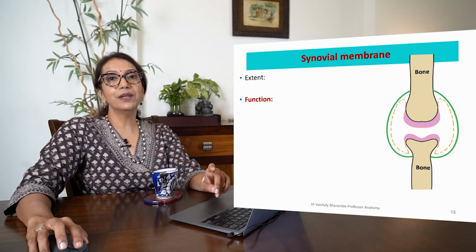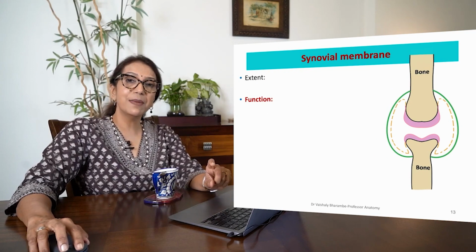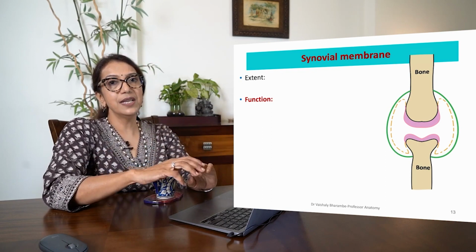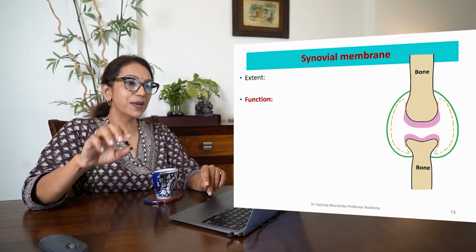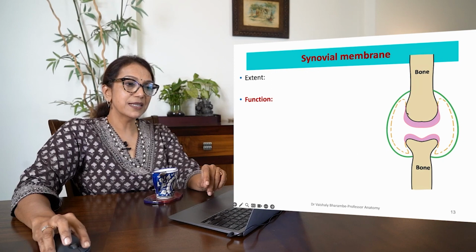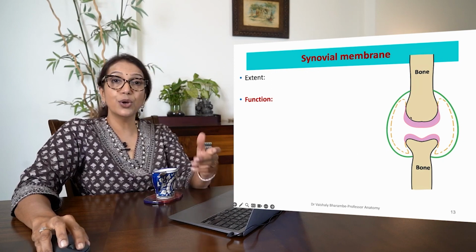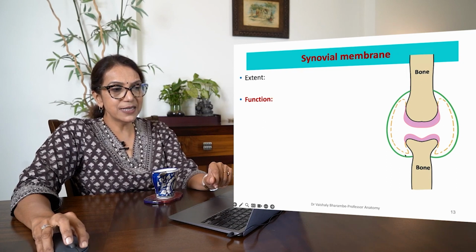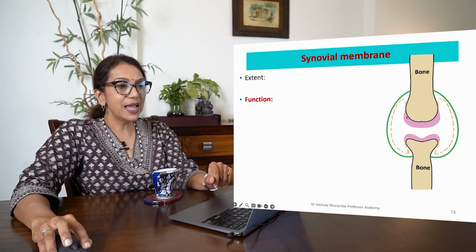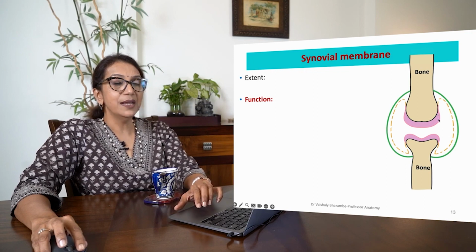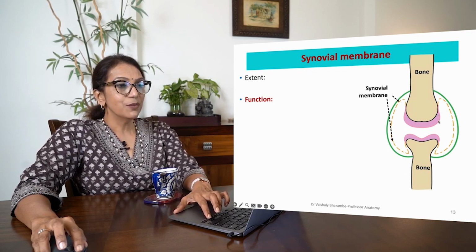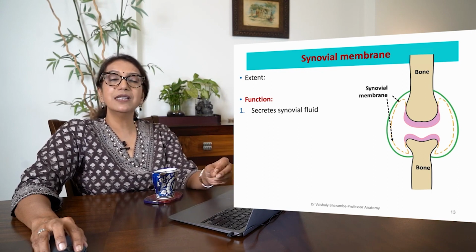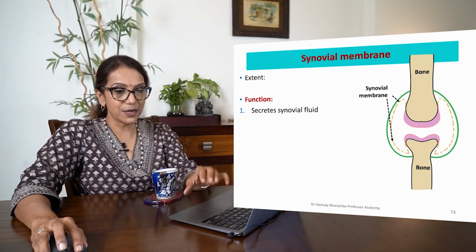Let's now talk about the membrane that lines my joint cavity. All surfaces of a joint cavity are lined by synovial membrane except the area that is covered by articular cartilage. Your diagram is showing that so beautifully. Everything is lined by synovial membrane except the part that is lined by articular cartilage. What function does it perform? The synovial membrane secretes synovial fluid, which will lubricate the joint.